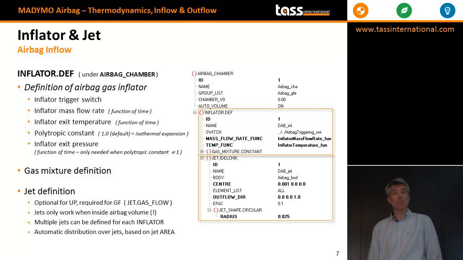This gas flow jet is required, because otherwise you can't bring the gas of the inflator into your airbag system, because it's located outside and there won't be any active gas flow cells. If you like, you can even define multiple jets per inflator. Obviously, you can also define more inflators if you like. Per inflator, the distribution over the jets is based on the jet area.